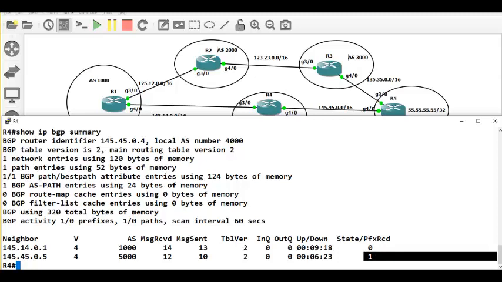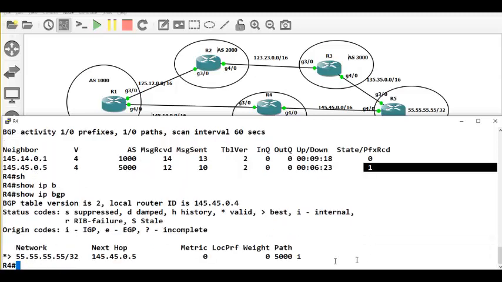Which one is that? Show IP BGP. This is the one. See? Next hop. You are learning next hop. Also the autonomous system number from where it is coming. It's coming from autonomous system 5000. And what is this I? It is not redistributed, it is advertised using network command. That's the meaning of this I.